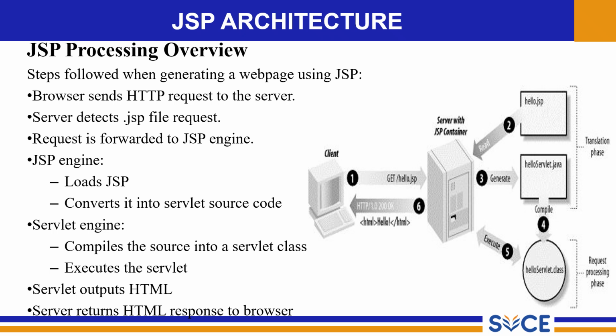The servlet engine then executes this servlet, allowing it to run its logic like accessing databases, performing calculations, or generating dynamic content. During execution, the servlet produces output in the form of HTML content. This HTML is what the user will eventually see in their browser. Once the servlet has finished generating the HTML, the servlet engine sends it back to the web server. The web server then returns this HTML response to the browser, completing the cycle.